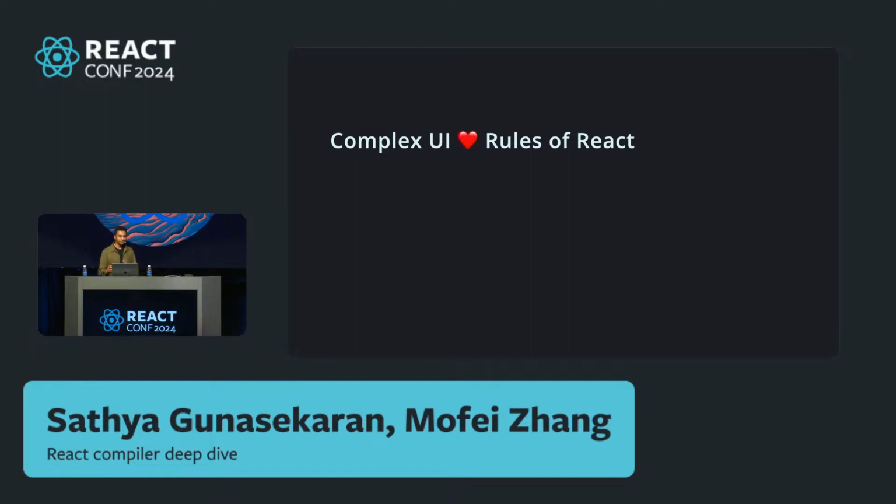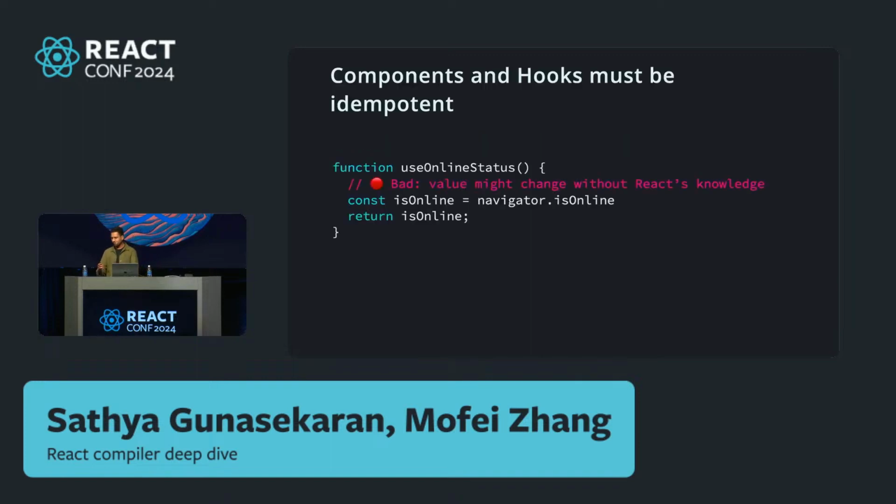The rules of React are probably familiar to most of you, but it's OK if you don't follow these today. For the most part, the compiler will detect if you violate these and skip compiling those components. Let's go over a few to understand what they are. We're all familiar with this rule. Components and hooks must be pure.